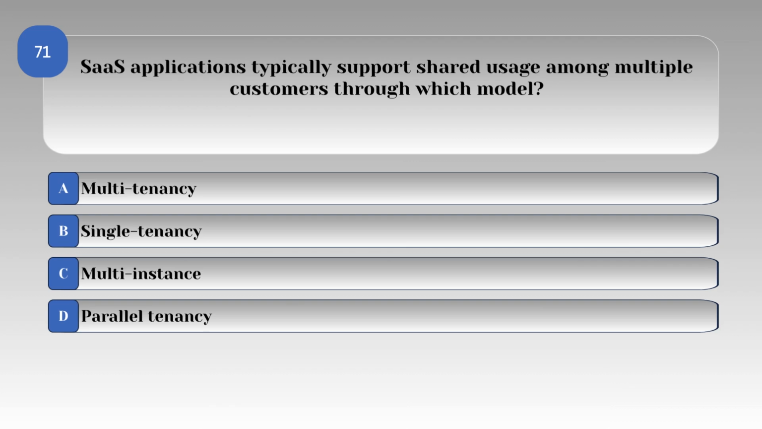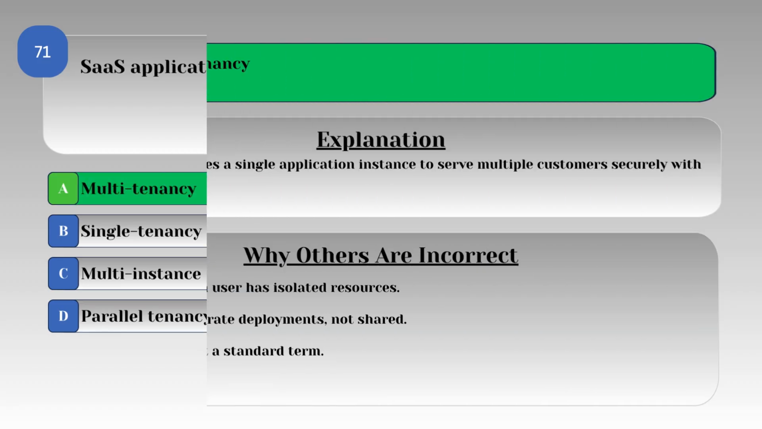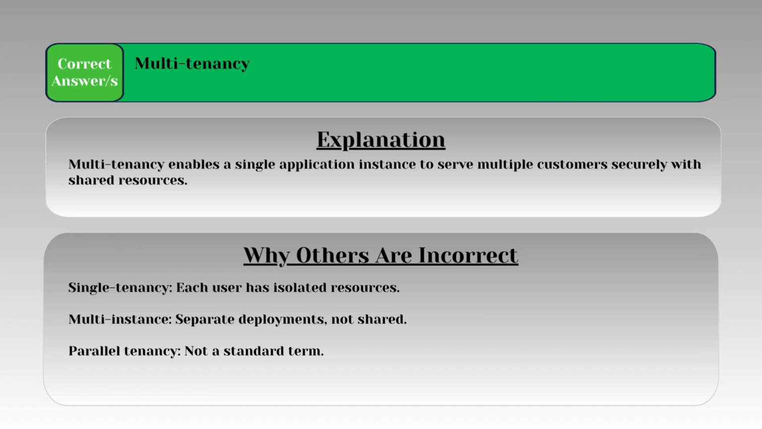SaaS applications typically support shared usage among multiple customers through which model? Correct answer, multi-tenancy. Explanation: multi-tenancy enables a single application instance to serve multiple customers securely with shared resources. Why others are incorrect: single tenancy, each user has isolated resources. Multi-instance, separate deployments, not shared. Parallel tenancy, not a standard term.